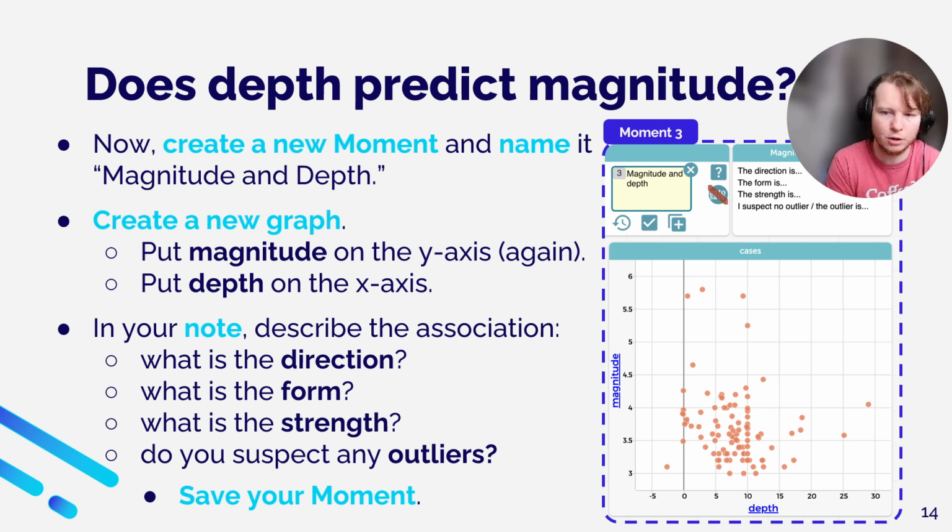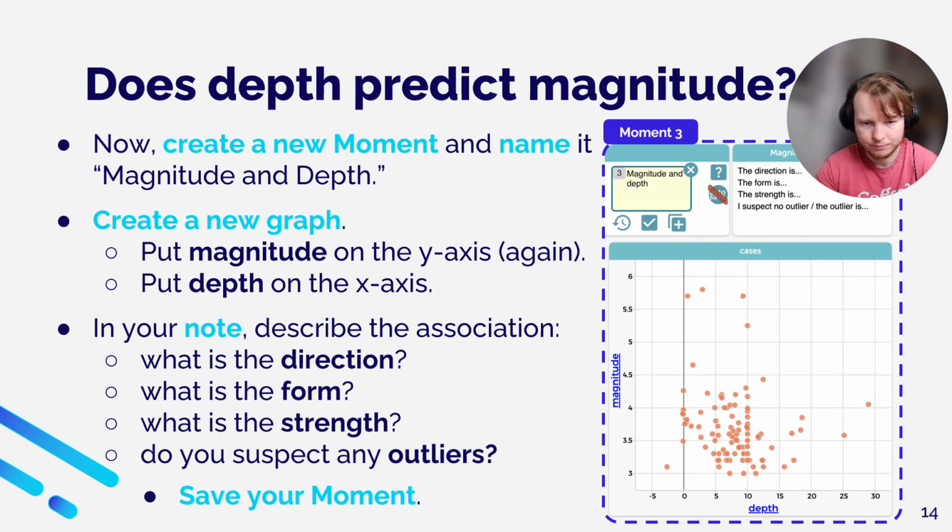This moment they should call magnitude and depth. And here, we're going to create a scatter plot to look at a relationship. Now, student graphs might look, and almost certainly will look, different because they'll be looking at a different day than I did. But they're going to put magnitude again on the y-axis, but now depth on the x-axis. So what we're doing is predicting the magnitude of an earthquake from that earthquake's depth.